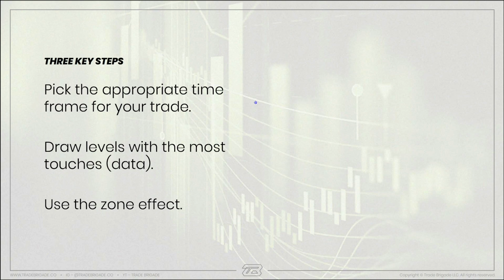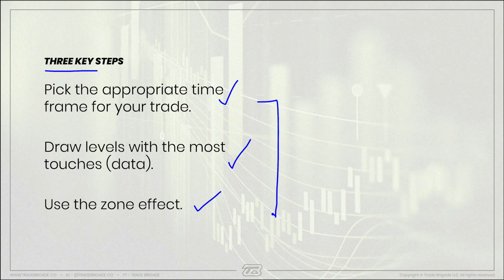And last but not least, we want to remember our 3 key steps, which are pick the appropriate time frame for the trade you're about to make. You don't want to be looking at the 5-minute chart if you're trading on a weekly time frame, or vice versa. And we want to draw levels with the most data points. That way we have a more solid level to go off of. The more data, the better. And we want to use the zone effect to allow ourselves enough wiggle room.